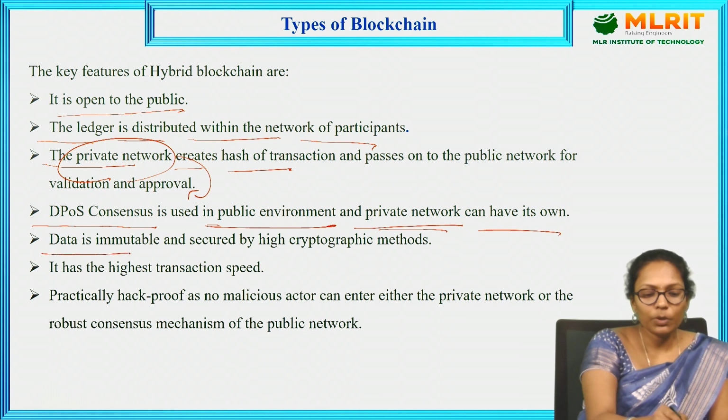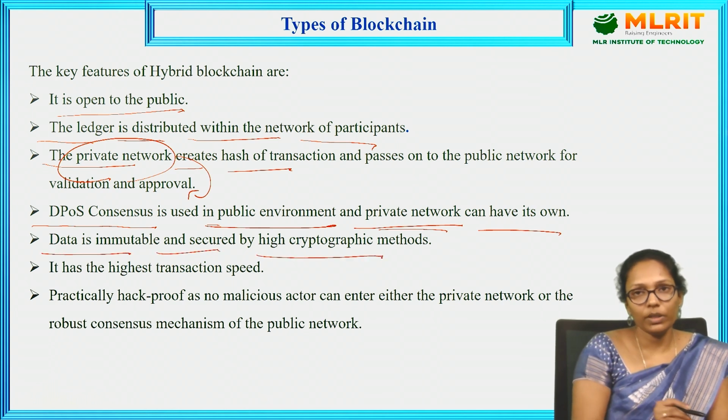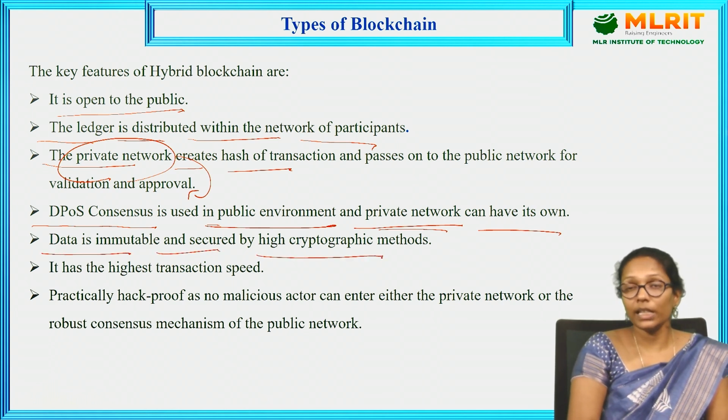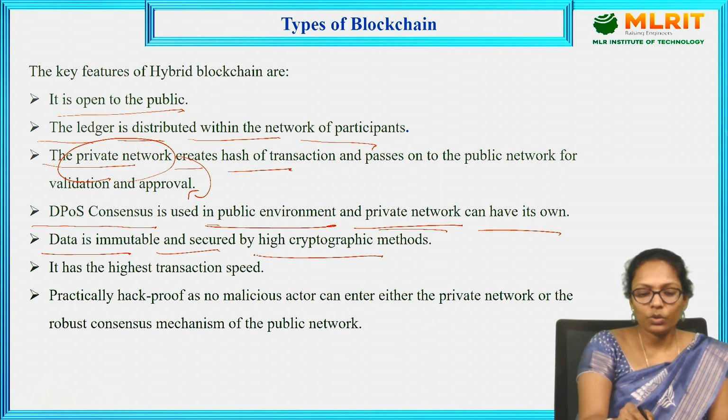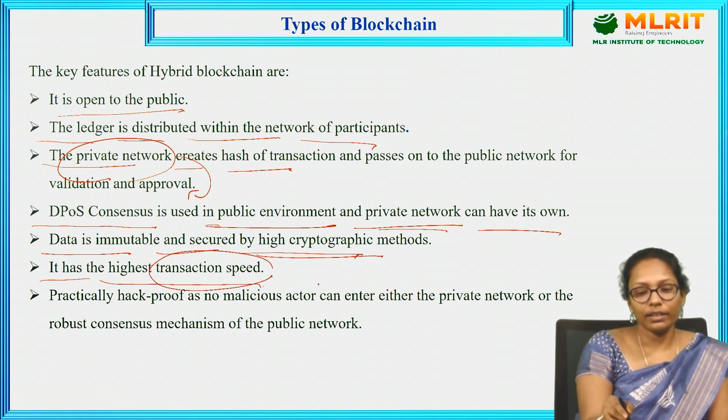Data is immutable and secured by high cryptographic methods. We know data is immutable in any blockchain. Once I write into the block, that cannot be modified. I cannot modify that data. And here also it is using high cryptographic methods to secure the data. And it has the highest transaction speed, so the transactions created per second are more in hybrid blockchain when compared with all other blockchains.